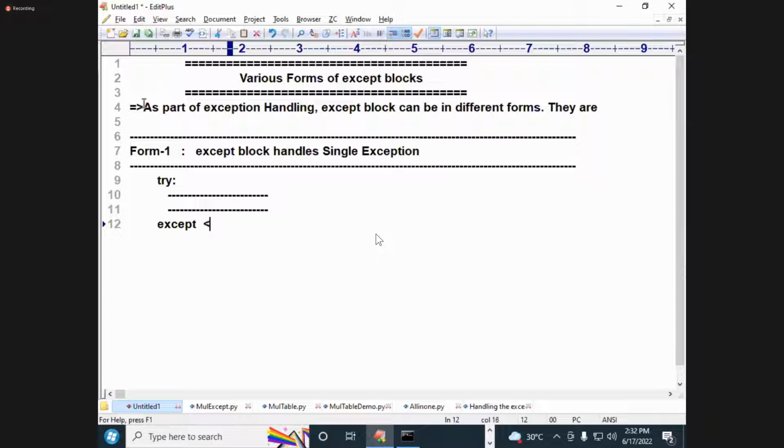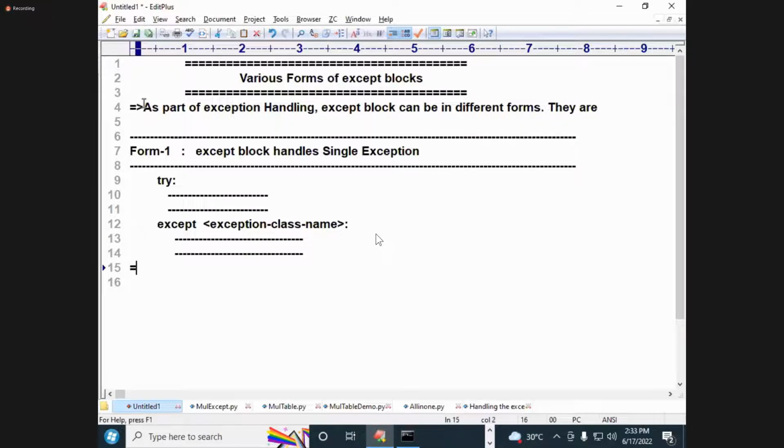Exception class name. Be careful, exception class name, with indentation. I will write a message there: a user-friendly error message. Am I correct? Up to here, this was only used, right or not? This type of thing only we used so far.